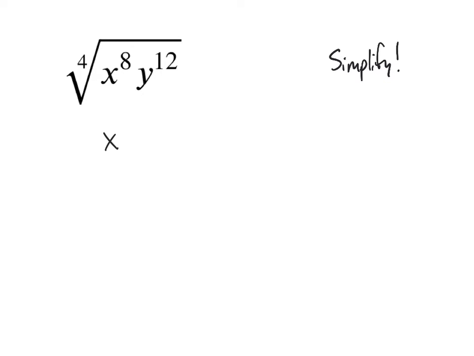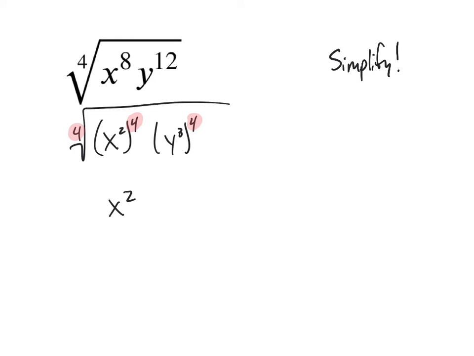X to the 8th is x squared to the 4th. Y to the 12th is y cubed to the 4th. Notice now I have matched the index of my radical to the exponents on the outsides there. Okay, so what do I get out? Well, I get x squared y cubed. Here's the problem though.